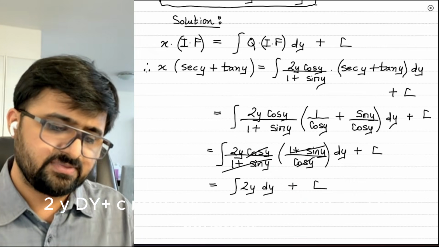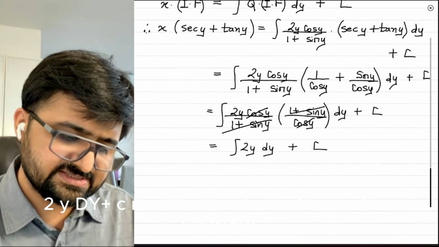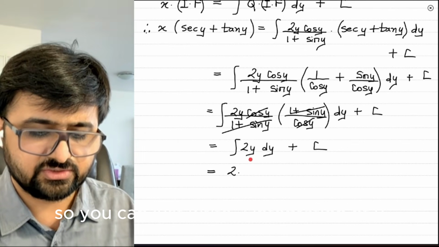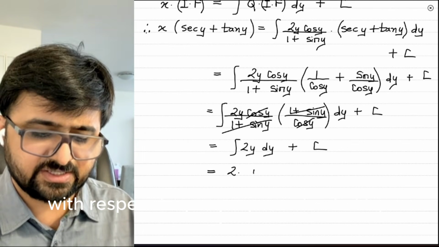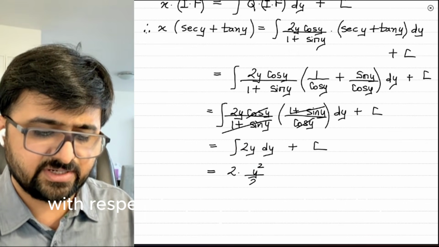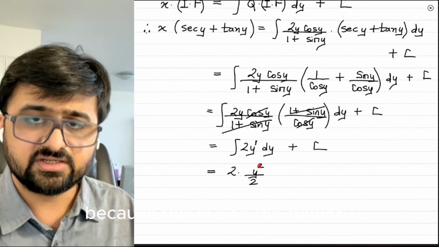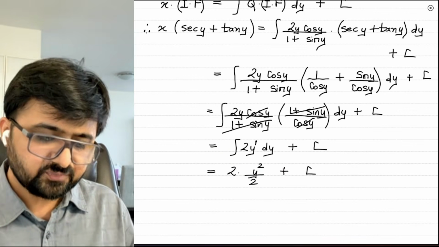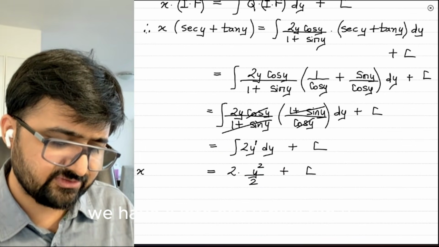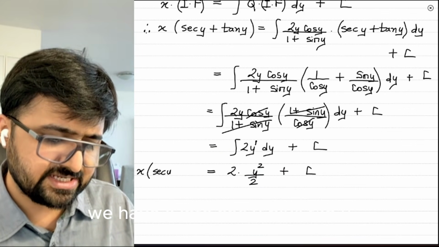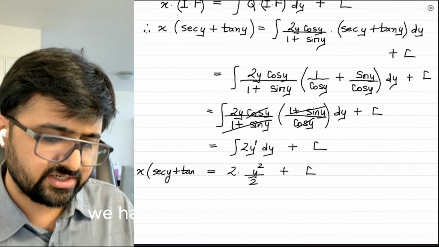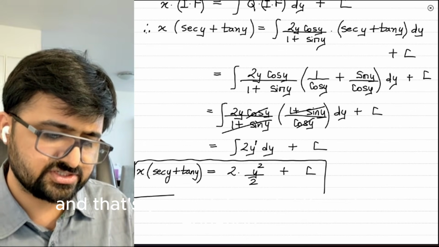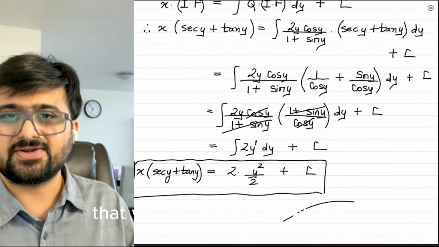Now 2 is a constant, so it can come out of the integration. The integration of y with respect to y is y square divided by 2, because this is y to the power 1. So we get 2 times y square divided by 2, plus c. And on the left-hand side, we have x times sec y plus tan y. That's the solution of the differential equation that we are looking for.